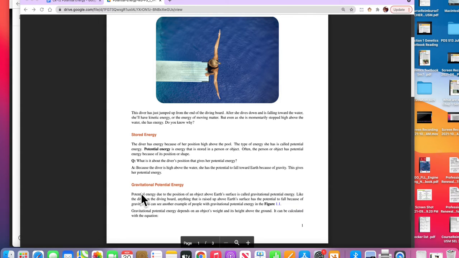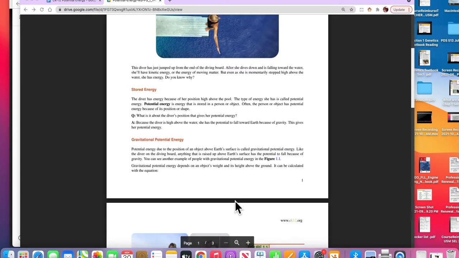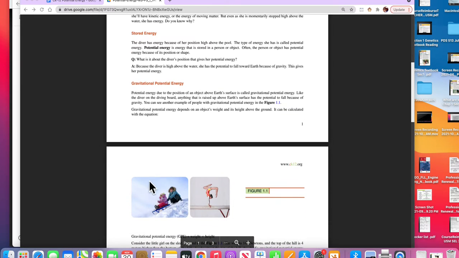Gravitational potential energy. Potential energy due to the position of an object above Earth's surface is called gravitational potential energy. Like the diver and the diving board, anything that is raised up above the Earth's surface has the potential to fall because of gravity. You can see another example of people with gravitational potential energy in figure 1.1. Let's go down and see what that is. Oh, people on a sled and someone on a balance beam.